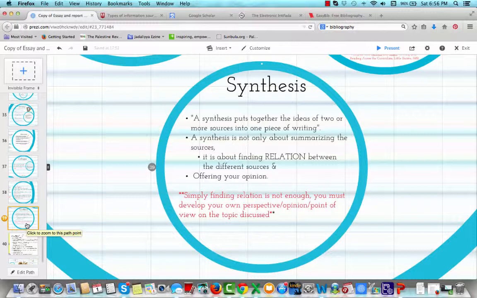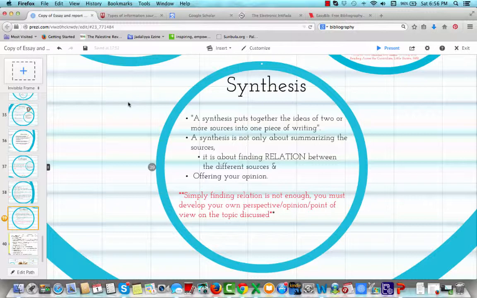So, writing a synthesis. Now, for those that have never heard of a synthesis before, that's okay. It's simply another type of writing, like a critique or like a summary. But instead, it puts together two or more sources into one piece of writing. But you have to keep in mind that when you are writing a synthesis, it is not only a summary. And I repeat, it is not only a summary, ladies and gentlemen. It is about finding relation between the different sources and offering your opinion.